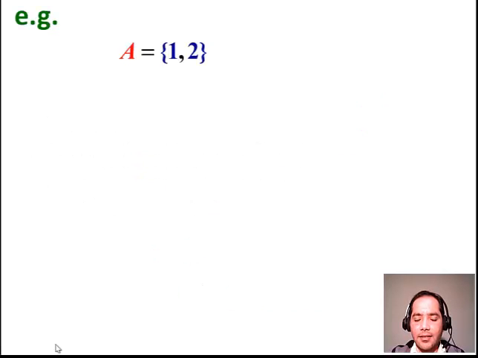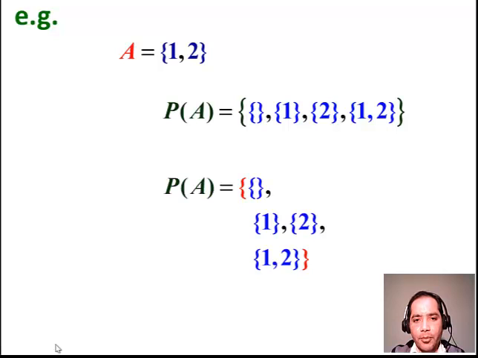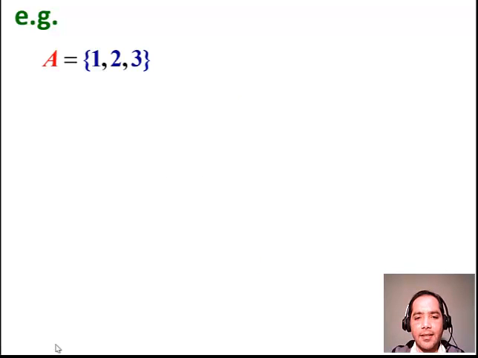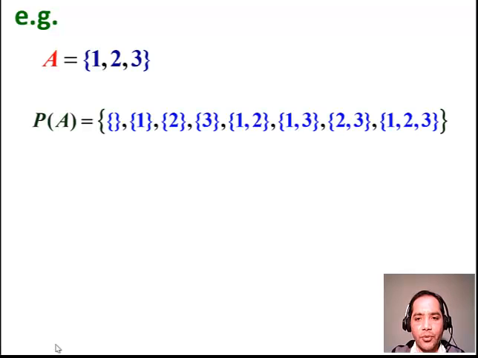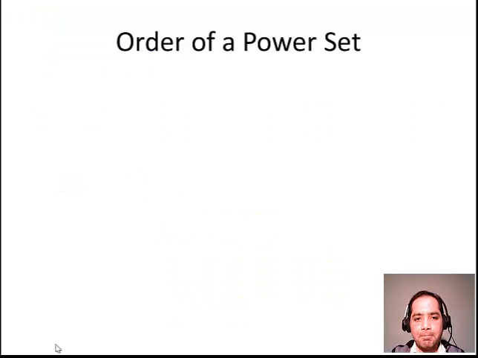If we have two elements, then the power set of A is equal to {empty set, {1}, {2}, {1, 2}}. These are 4 subsets, 4 elements of the power set. 2 are proper and 2 are improper. Similarly, if we have 3 elements, then there are 8 members in the power set of A. 2 are improper and 6 are proper subsets.